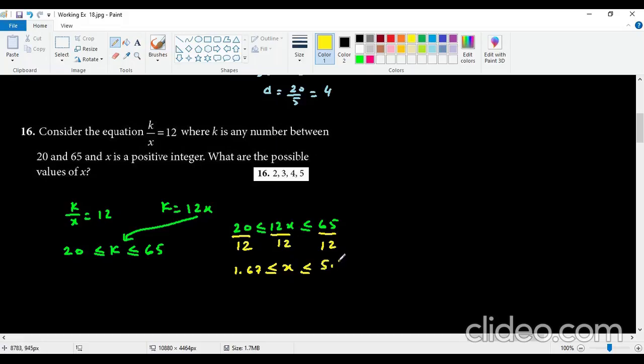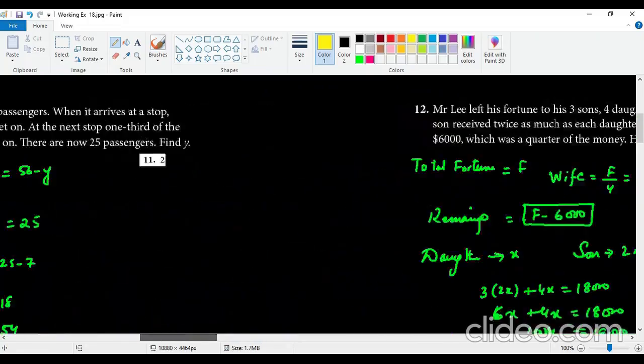So that means all the values between 2 and 4 are going to be the answer, because 1.67, it should be greater than that. So 2, 3, 4, and 5 are included because of this. So 2, 3, 4, and 5 are the possible values for this question. So that's the end of this exercise. Let's see how many questions there were. Altogether there were 16 questions.